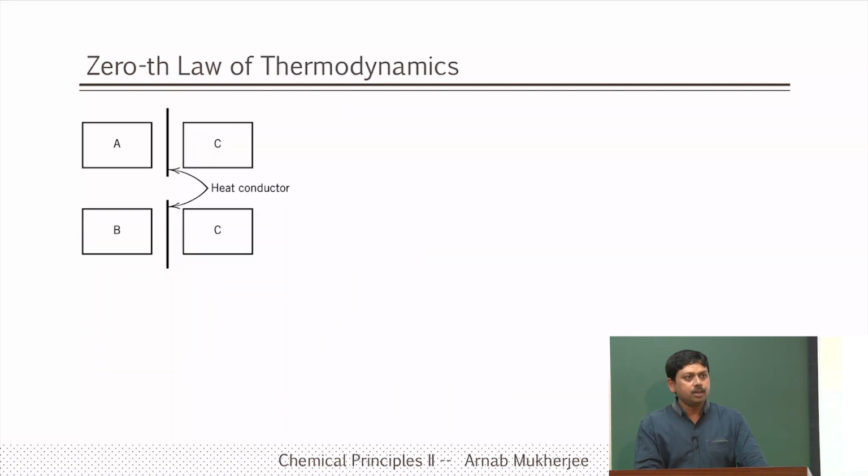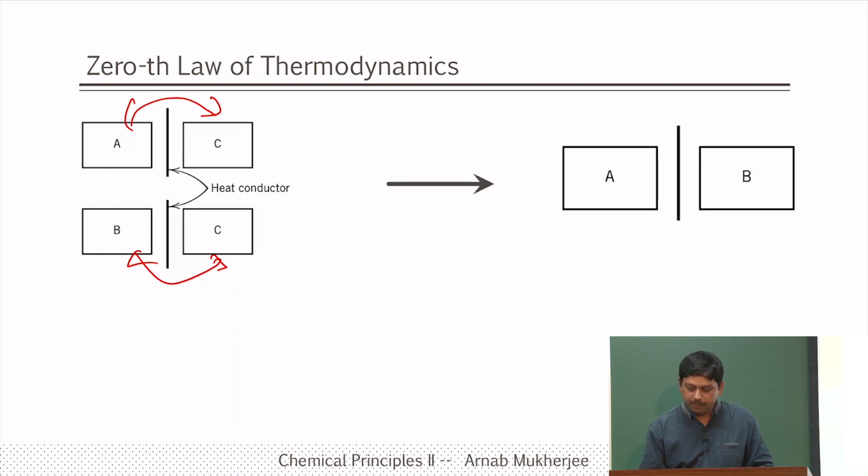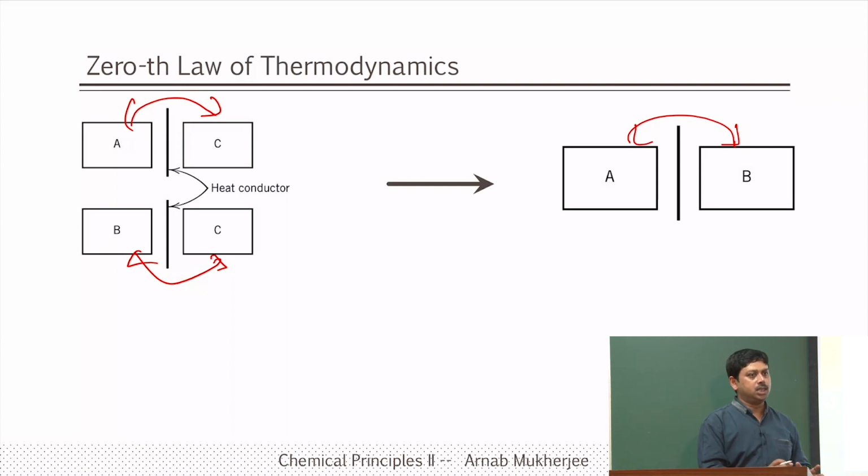So, what is the formal definition of the zeroth law of thermodynamics? The zeroth law says that if two systems A and C are in thermal equilibrium with each other, and B and C are also in thermal equilibrium with each other, then A and B, without being in contact with each other, will be in thermal equilibrium.